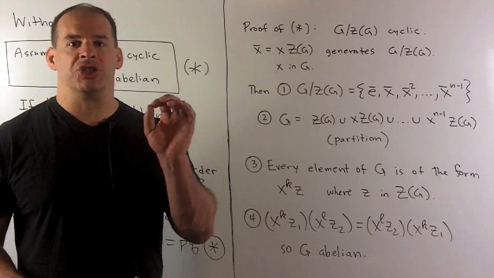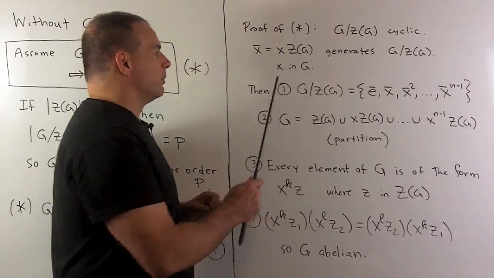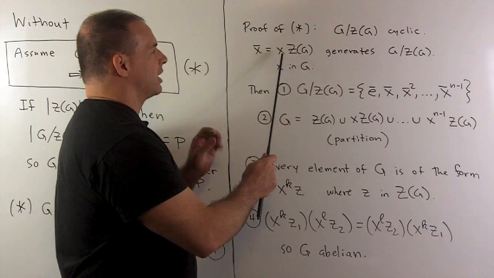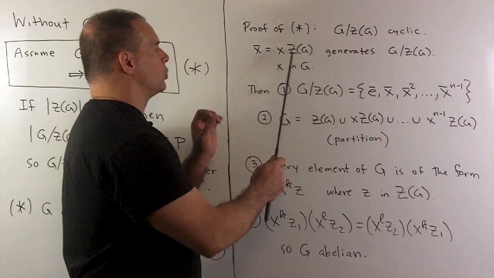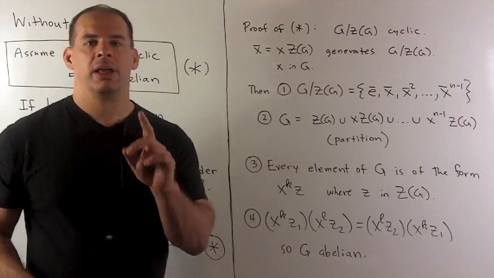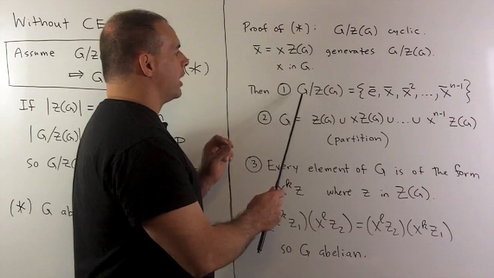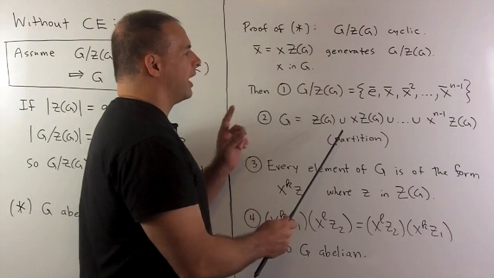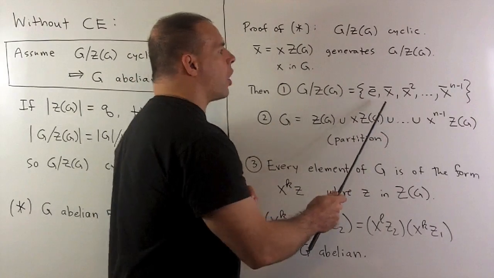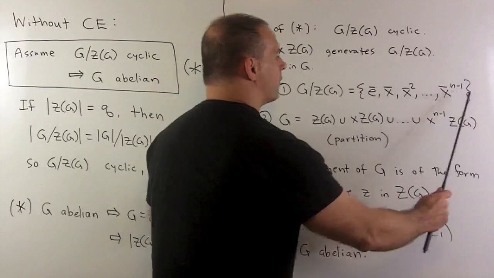Now, for the first result, let's assume that G mod the center of G is cyclic. So that means there's going to be a generator for the quotient group. That says there's going to be an x in our G such that the coset x times the center of G, which we'll call x bar, generates our quotient group. Now that says a few things. First, it says that I can write G mod ZG as a group as: we have the identity element, then x bar, x bar squared, all the way up through x bar to the n minus 1. That's all of our group elements.